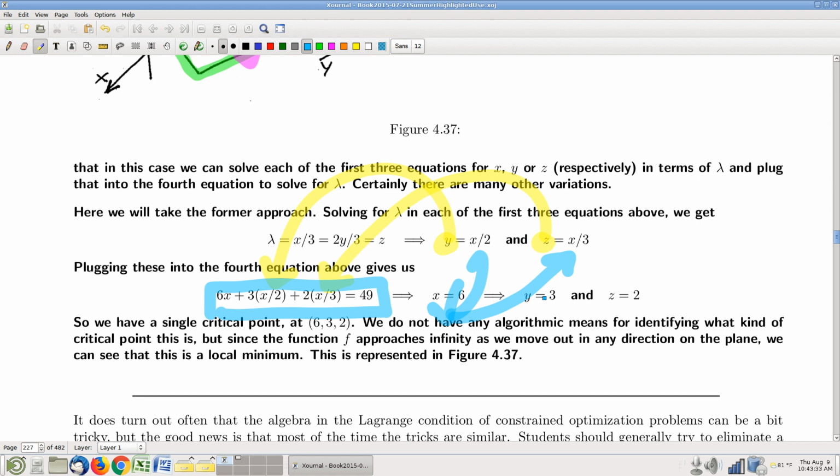So, eliminate lambda. And then, do what you've got to do. Don't forget your constraint equation, and go through and solve and see what you can find.